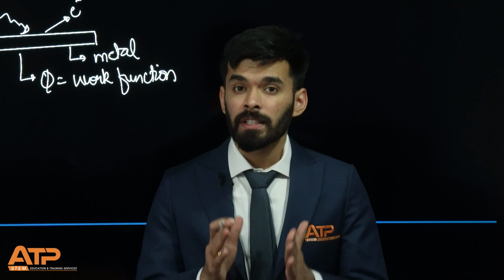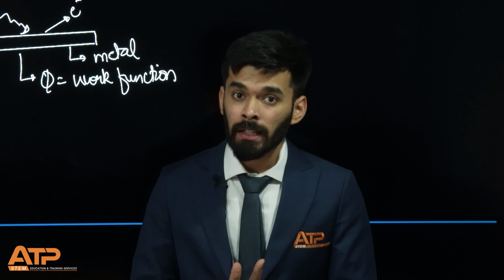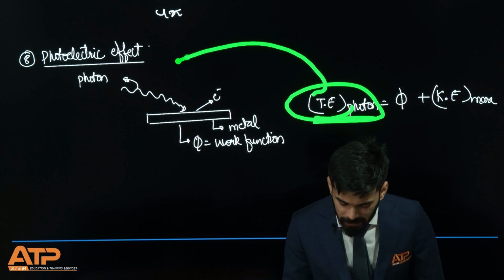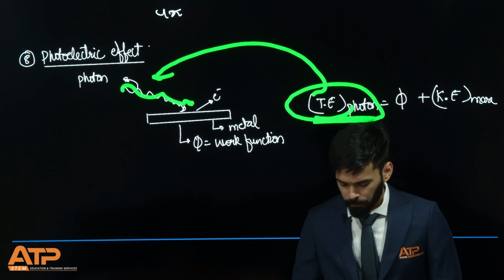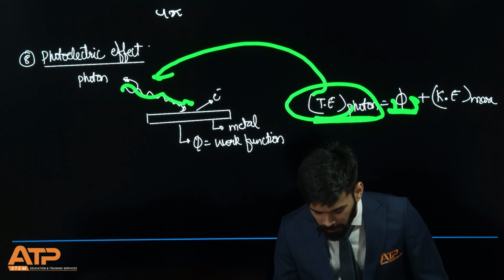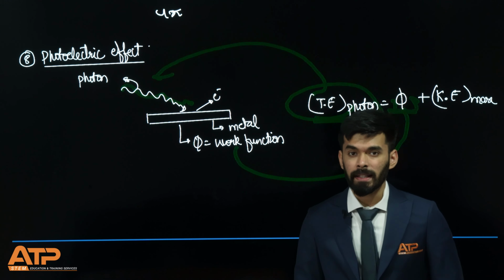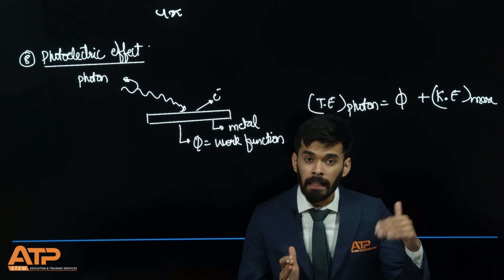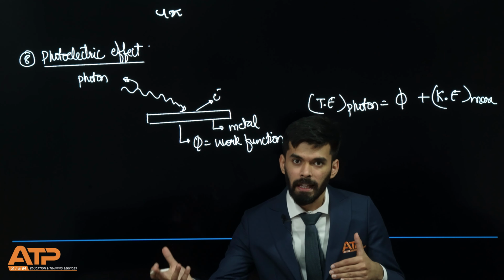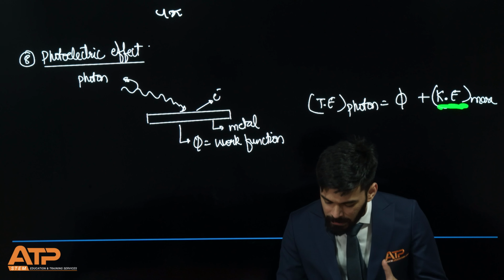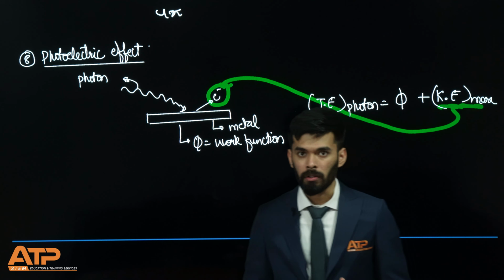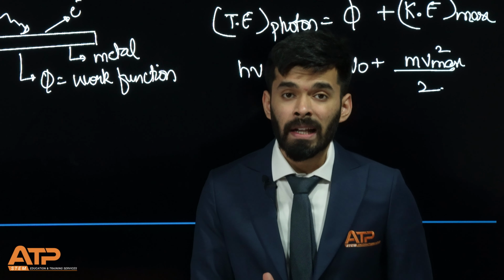Any numerical which comes on photoelectric effect can be solved using this formula, where TE stands for the total energy of the incoming photon, phi is the work function of this metal, work function is the minimum energy needed by the incoming photon to remove the electron. Kinetic energy max is the maximum kinetic energy of the emitted electron. With this, we are done with photoelectric effect.